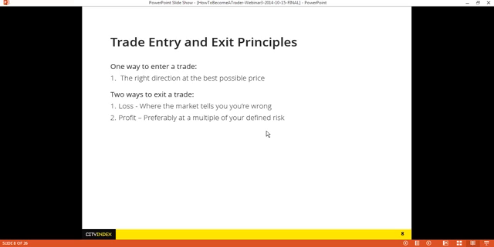Okay, two ways to exit a trade. At a loss is where the market's telling you you're wrong. That's how we place our risk management. So if I buy on a dip, and price subsequently comes down and takes me out with a stop loss below that dip, that means it was not just a dip. Maybe it's a deeper pullback, or maybe it is a reversal. You want to be able to get out when the original rationale for your trade was wrong. That's where we place our stop loss, that's where we place our risk management, and then we size our position according to where our risk management is.